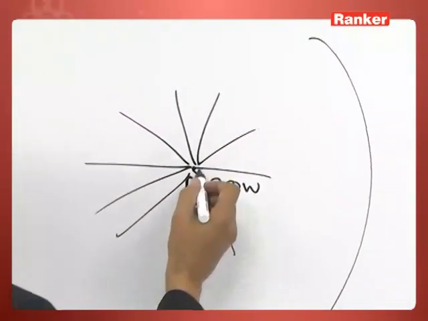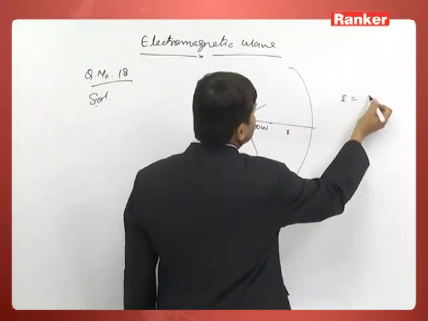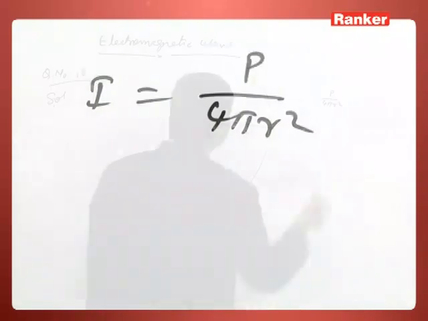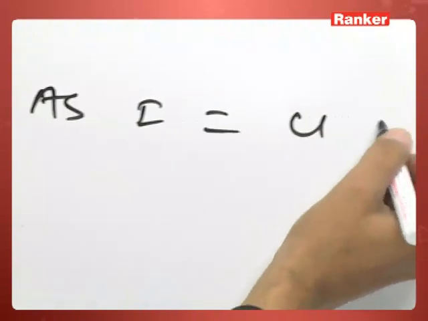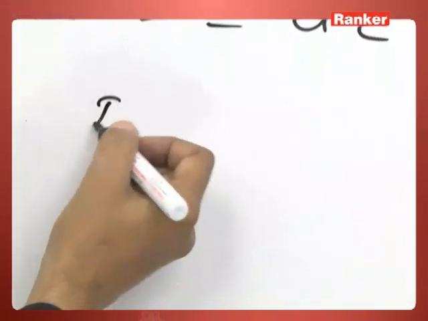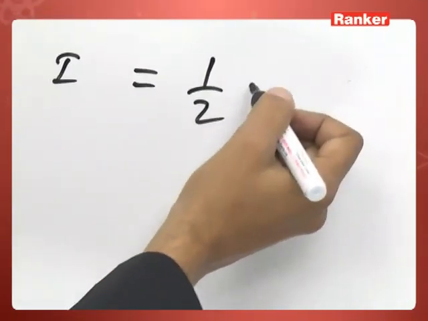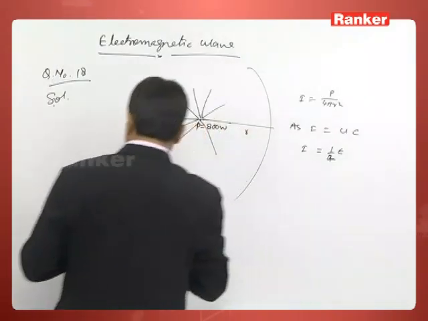This is emitting radiation in all direction. So at distance r, intensity can be given as power by 4 pi r square, and as intensity is energy density into C, and energy density is written as 1 by 4 epsilon naught C.